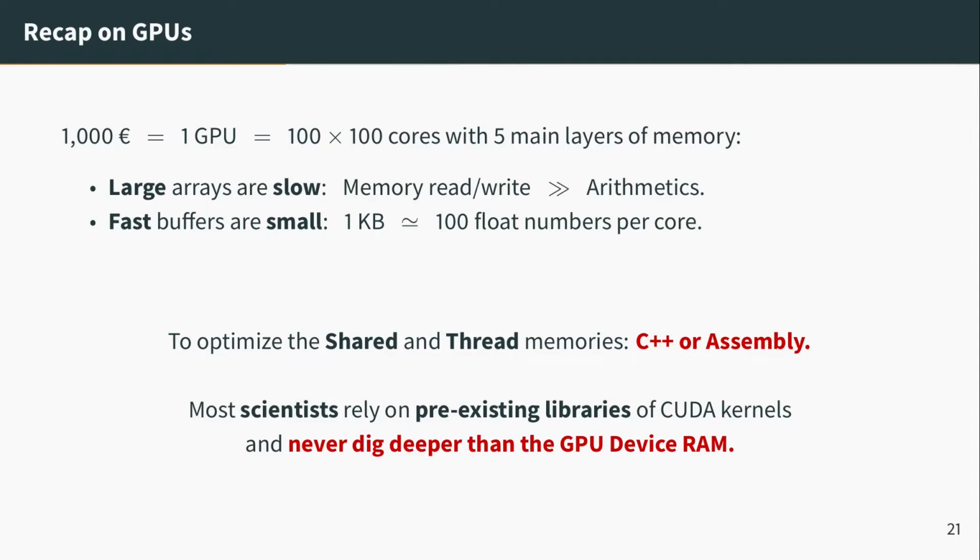So out of the box, if you work at the Python level, you cannot avoid making many back and forth trips between the device RAM and the cores, but that's a trade-off. It's already good enough for plenty of applications. So that's why most scientists, most of our colleagues, they never dig deeper than this GPU device RAM. And so most people, I think, are not even aware that you have those thread and shared memories inside that make everything work.